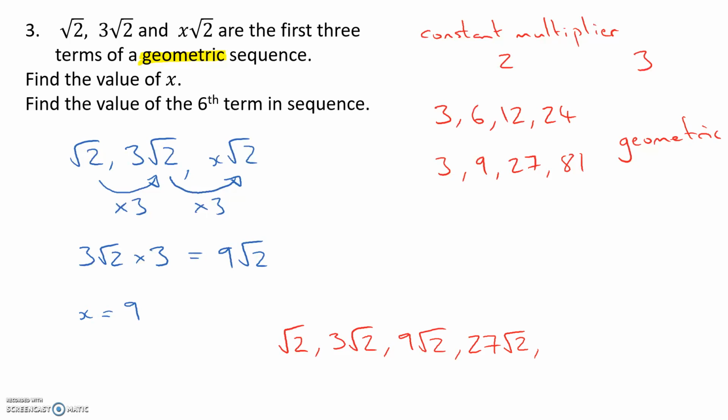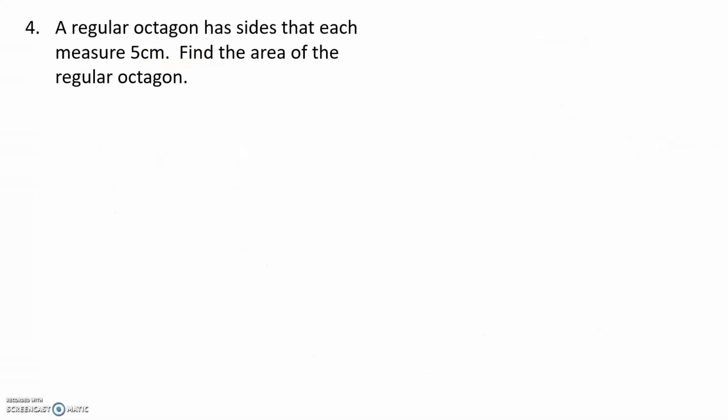27 root 2. What comes next? 27 root 2 multiplied by 3. That's 81 root 2. Nearly there. This is 1, 2, 3, 4, 5. What's the 6th term in this sequence? Well, it's going to be 81 root 2 multiplied by 3, which I make 240. Oh, for goodness sake. 243 root 2. Okay? 243 root 2 is the 6th term in the sequence. Right, I'll just let my cats out before they kill each other, and then we'll do the next one.